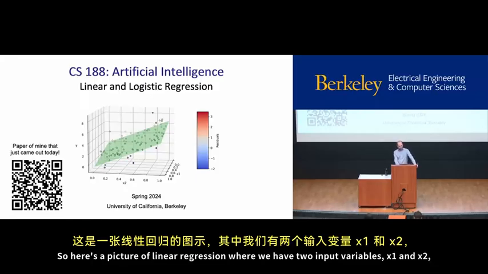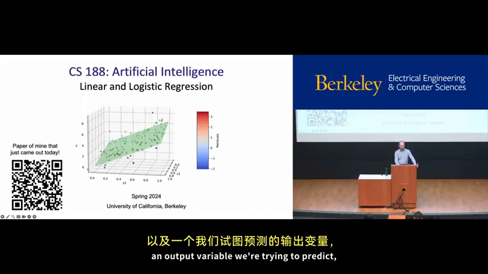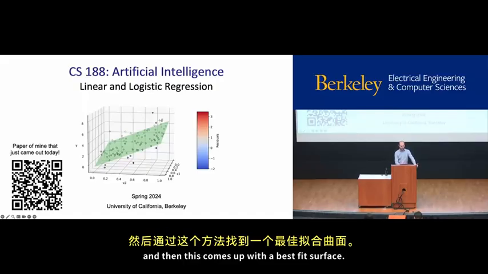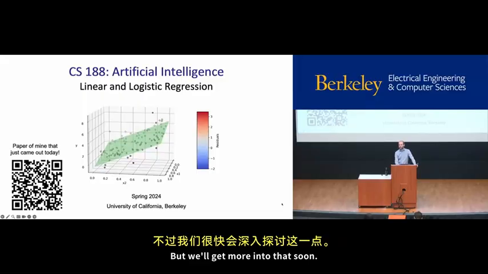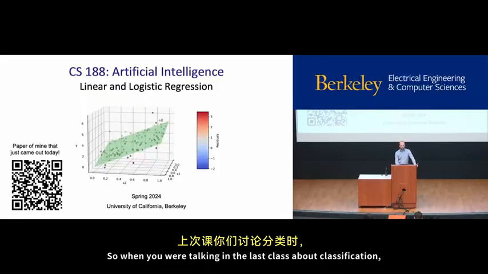So here's a picture of linear regression, where we have two input variables, x1 and x2, an output variable we're trying to predict, and then this comes up with a best fit surface. But we'll get more into that soon.